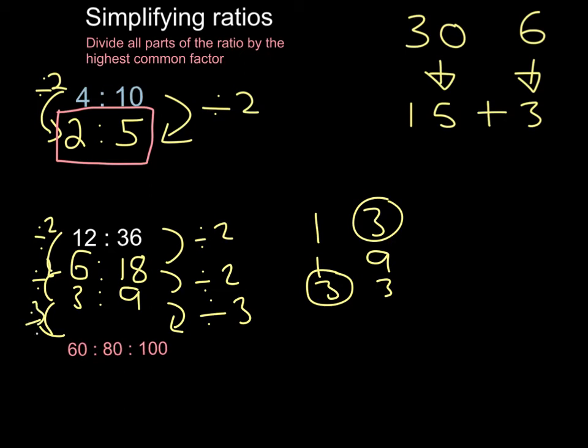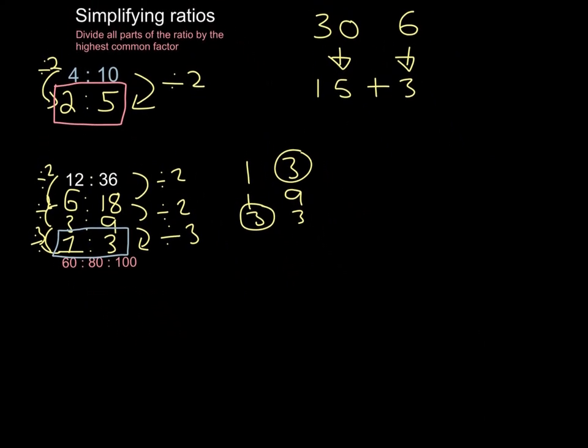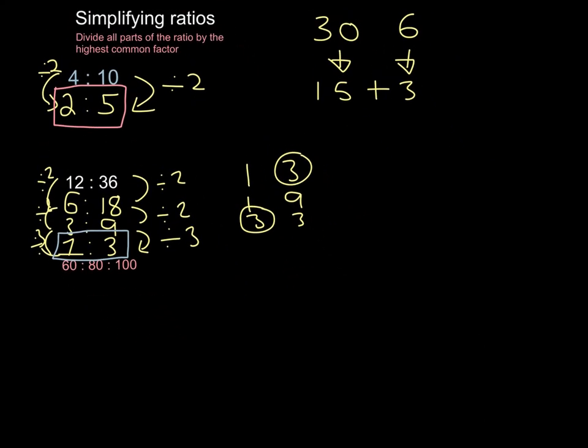Divide by 3. 3 divided by 3, 3 friends, 3 pizzas, they would get 1 each. 9 divided by 3 is 3. Now we're down to 1, it can't go any further. The final answer to that question is 1 to 3. Now, if we think back to the start, because some of you might think that's quite a lot of effort, I did say the easiest way you could do it was to divide by the highest common factor.